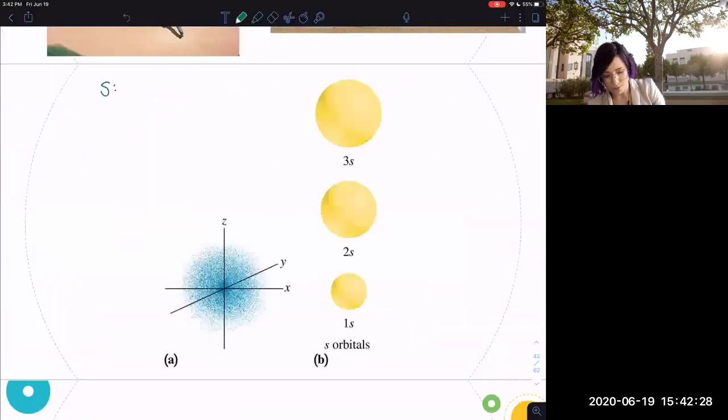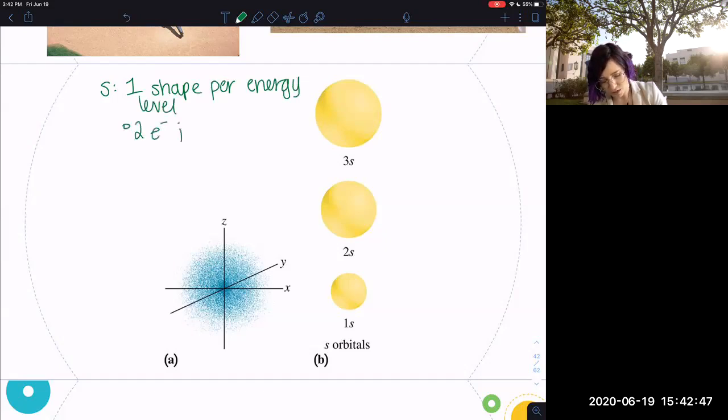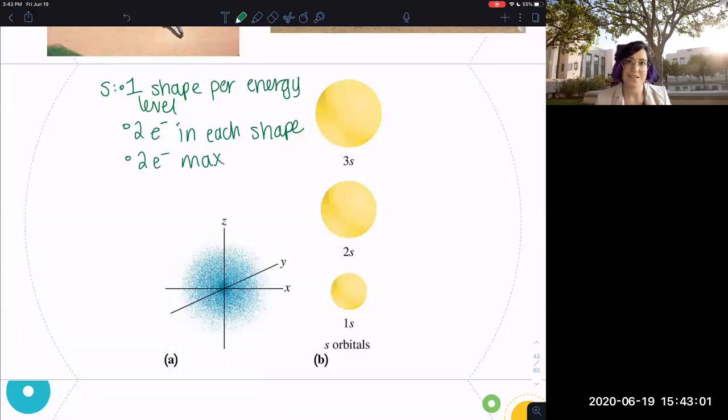An S shape is a spherical shape. As you see here, there's one shape per energy level. You can fit 2 electrons in each shape. So I can fit 2 electrons in each of these spheres. That means if I have one shape, I can fit 2 electrons max in an S statistical region. So this probability map is for S. This is the energy level.